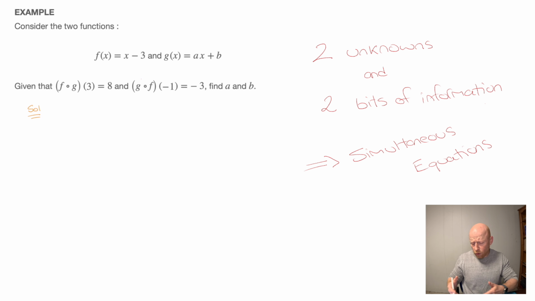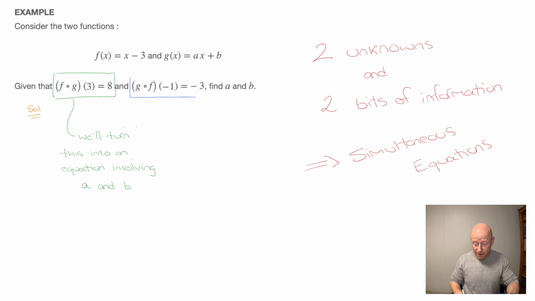Indeed, the whole approach behind solving this problem is to use this first bit of information to find an expression involving the two unknowns a and b, as well as this second bit of information to also find an equation involving those same two unknowns a and b. Once that's done, we'll be able to solve this problem using simultaneous equations. So let's see how that's done.